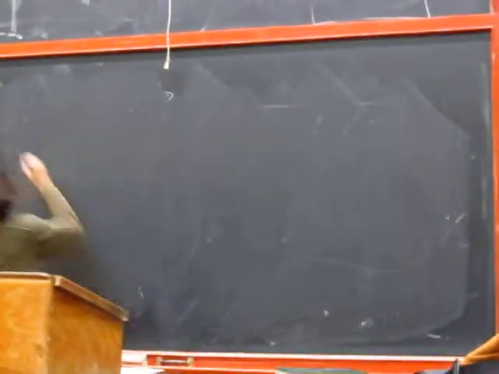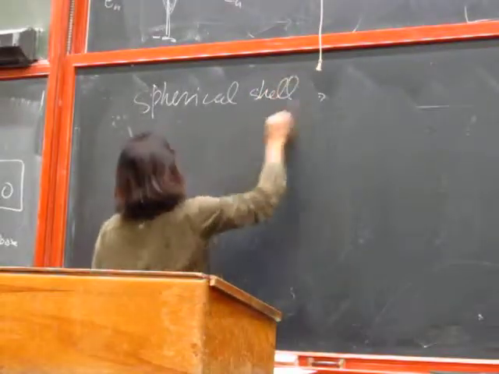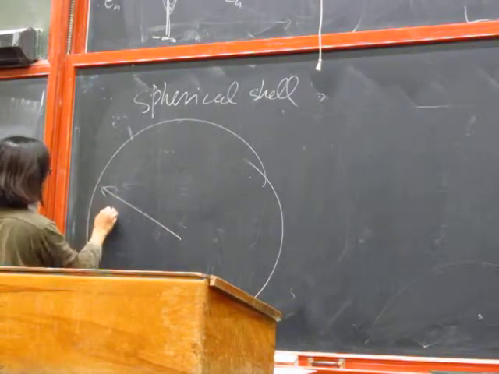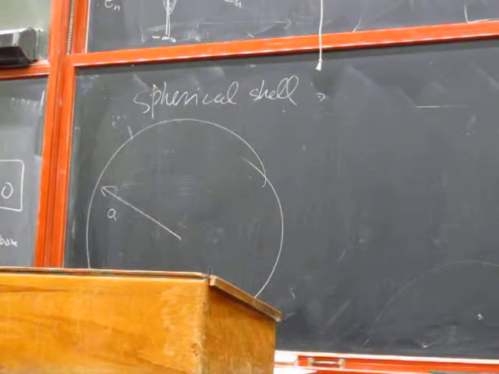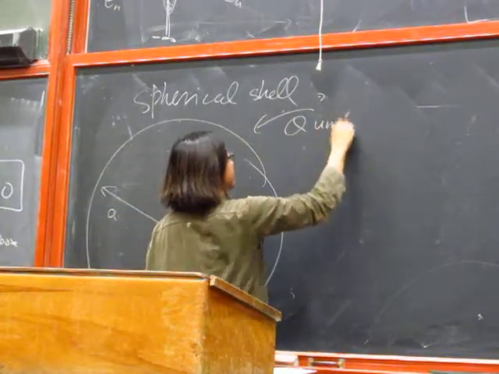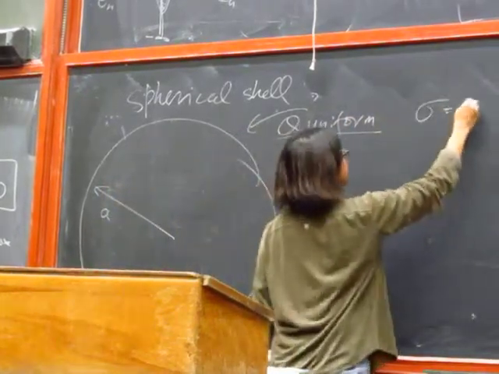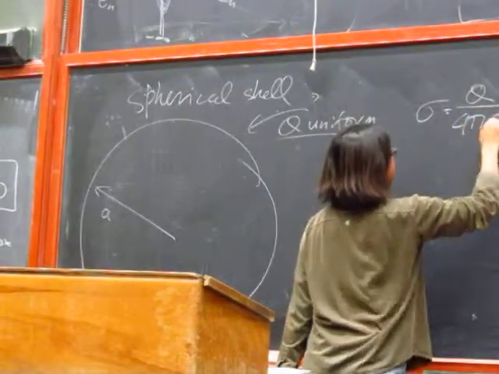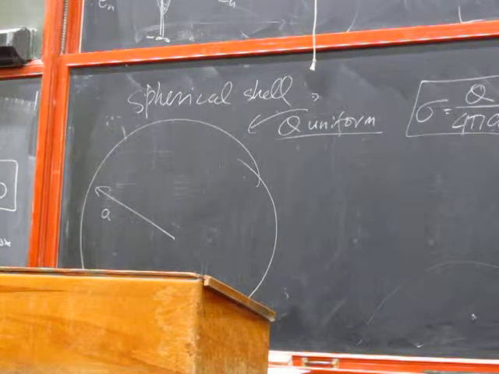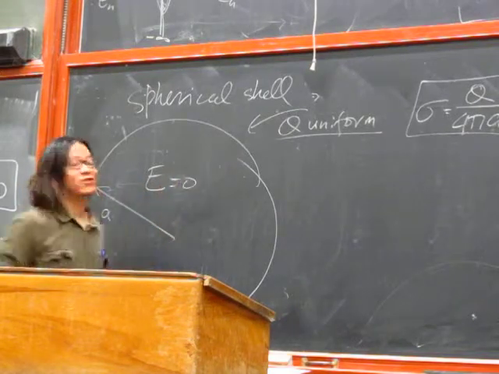Okay? Let's go back to the original example, the first example that we did, the spherical shell. I'm going to draw a shell of radius A, and charge Q uniform across, right? And then sigma is just Q over 4 pi A squared, right? And remember, what's the charge inside?